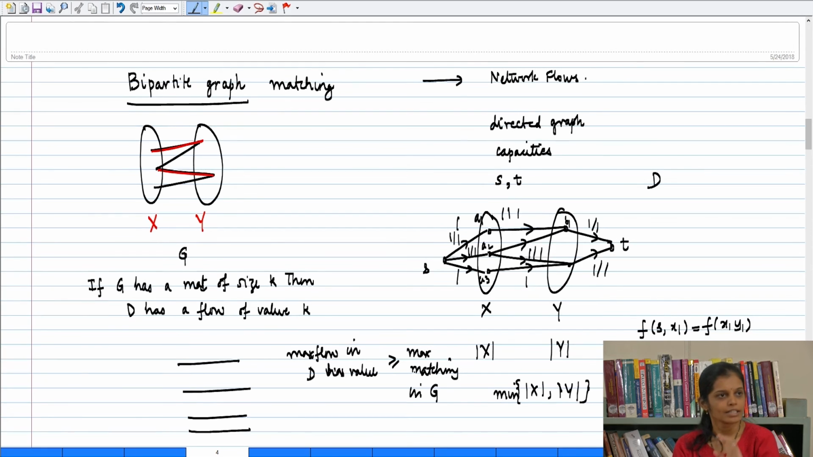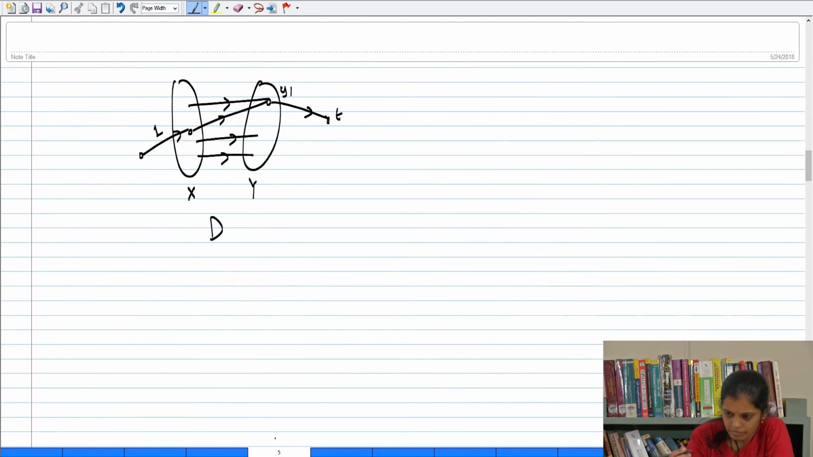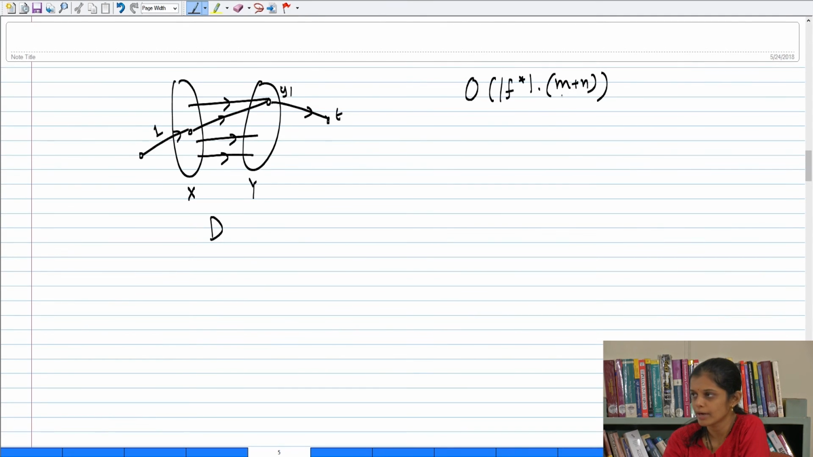So let us analyze the running time of our Ford-Fulkerson method on this modified flow network, right? And we have already done much of the analysis so that we can just plug in values now, right? So we said that the Ford-Fulkerson method runs in time value of f star times (m plus n), right? Here m is the number of edges in the flow network, n is the number of vertices in the flow network, and we should relate all of these back to the bipartite graph, right?